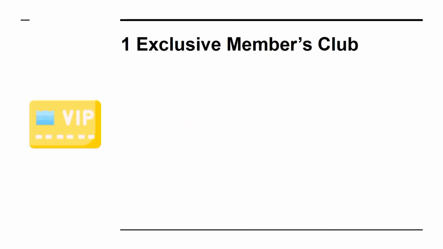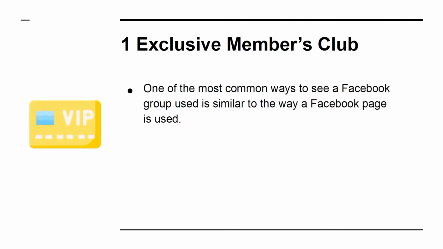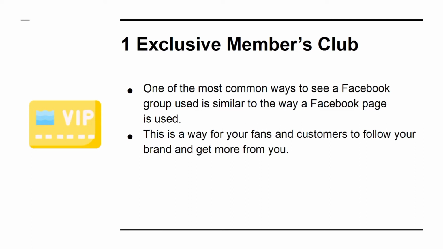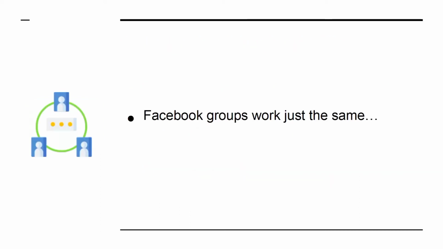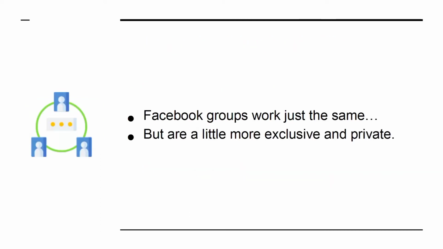1. Exclusive Members Club. One of the most common ways to see a Facebook group used is similar to the way a Facebook page is used. This is the way for your fans and customers to follow your brand and get more from you. As they do, you'll be given a way to contact them and promote products and services for profit. Win-win! Facebook groups work just the same, but are a little more exclusive and private.